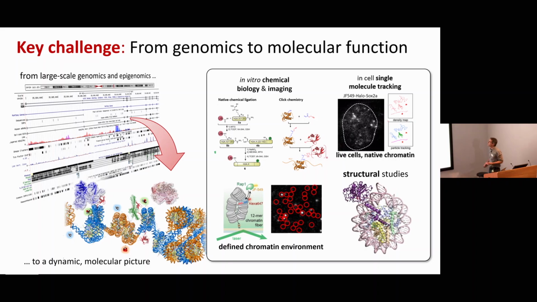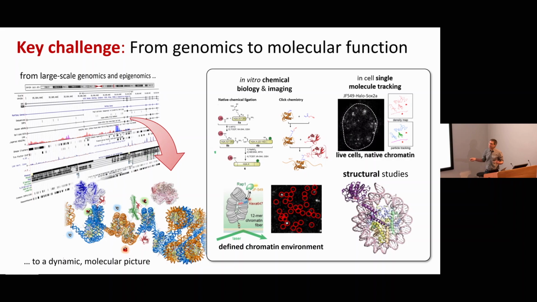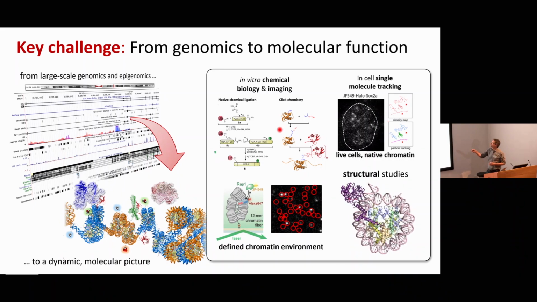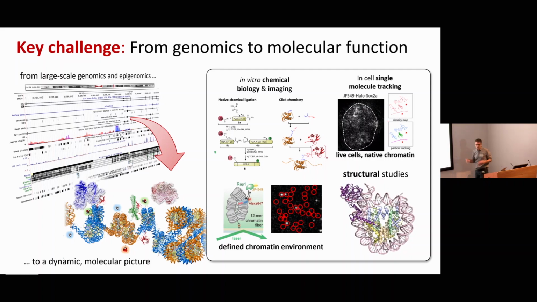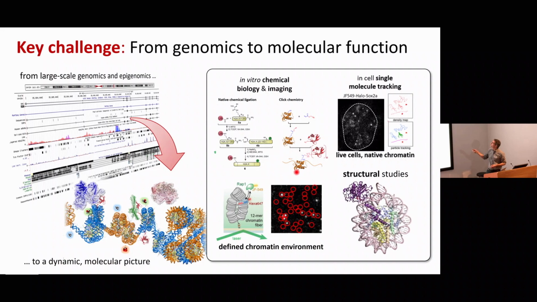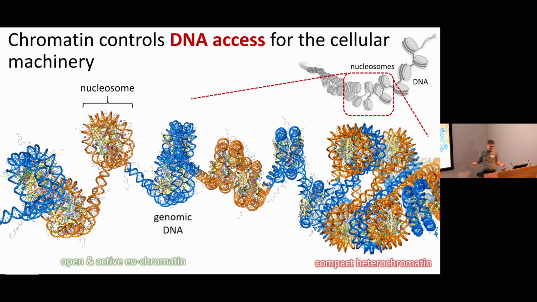And so my lab is applying different methodologies to approach this, from chemical biology, where we can introduce post-translational modifications into histone proteins, to reconstitution of systems to look at interactions of factors with chromatin fibers, over structural studies, to in vivo single particle tracking. And our questions really involve, for example, how is chromatin structure regulated?